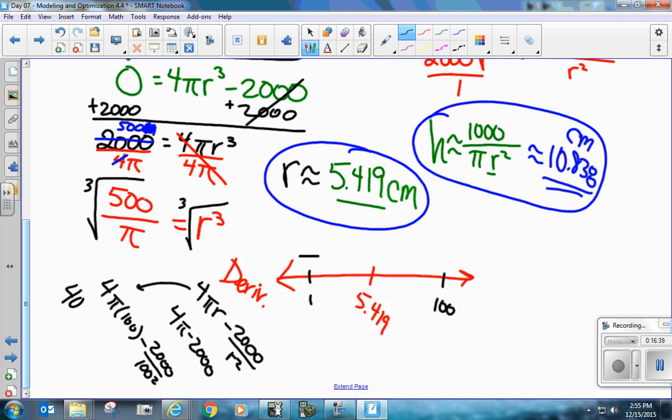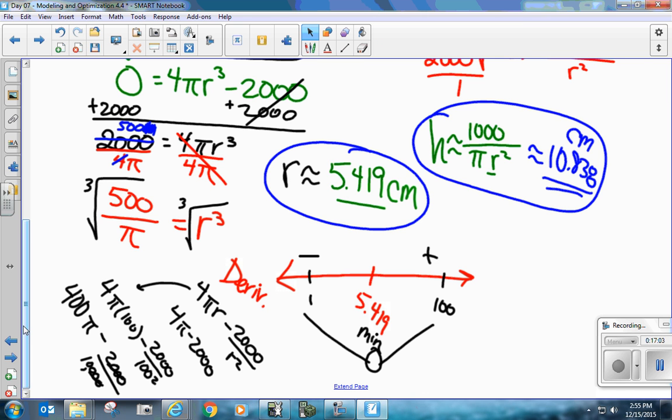That's 400 pi, which is 12,000 something, minus, oh my god, 2,000 over 10,000. I mean, that's a fraction. That is 2/10, 1/5. 400 minus 1/5 is definitely a positive number. This goes down, that goes up. This is a minimum point. And that's what you want, to use the minimum amount of material.